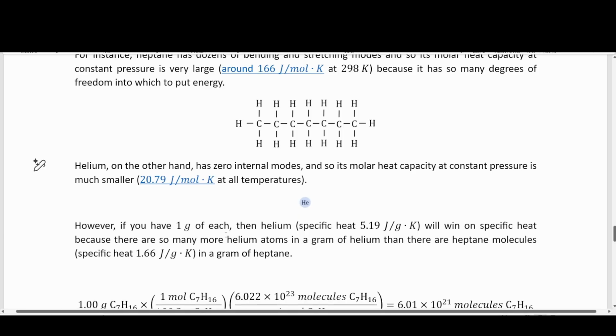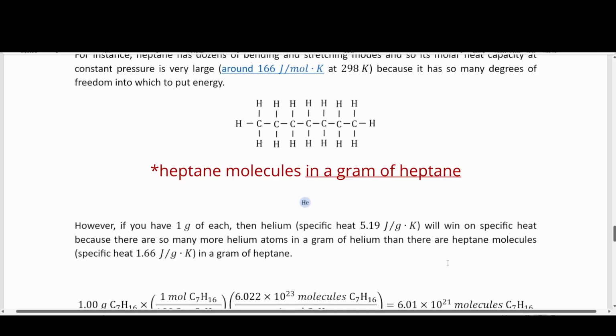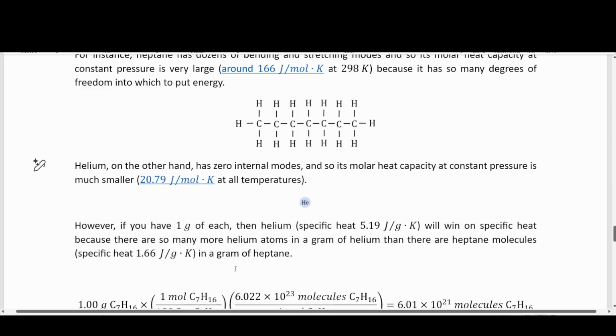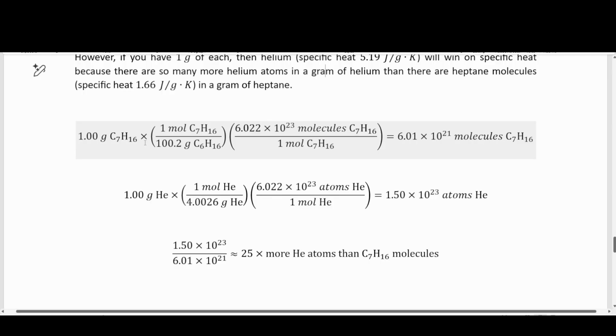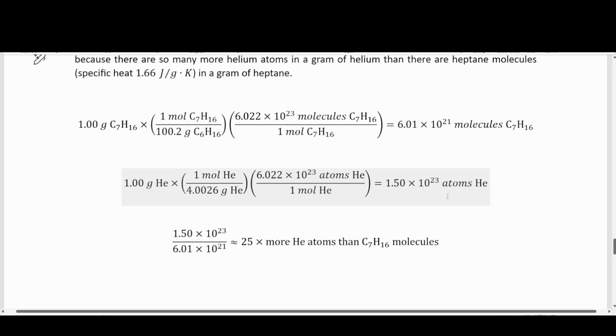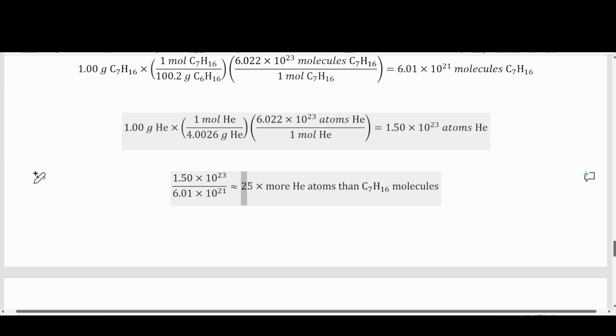However, if you have 1 gram of each, then helium, which has a specific heat of 5.19 joules per gram Kelvin, will win on specific heat because there are so many more helium atoms in a gram of helium than there are heptane molecules, which has a specific heat of 1.66 joules per gram Kelvin. For instance, if we have 1 gram of heptane, then we have 6.01 times 10 to the 21 molecules of heptane. But if we have 1 gram of helium, then we have 1.50 times 10 to the 23 atoms of helium. If we divide those, we find that there's about 25 times more helium atoms than heptane molecules in 1 gram of each of those substances.